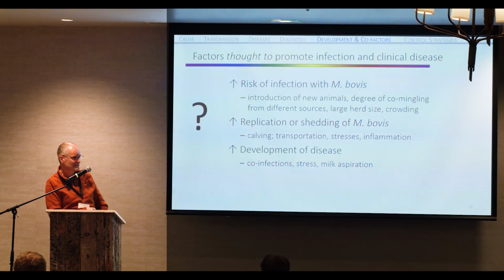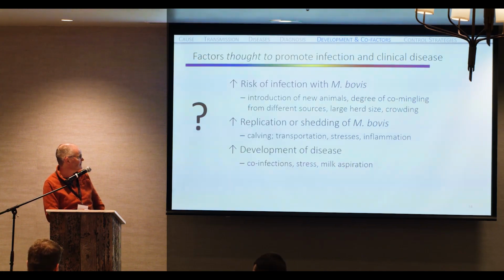Things that increase shedding of the bacterium from one animal to another. In dairy cows, we think calving is one such trigger, and maybe the stresses of calving. Transportation of beef calves seems to increase the shedding of Mycoplasma bovis, and again, perhaps of young dairy cow or young Holstein calves as well, but I'm not sure that that's been studied. And perhaps inflammation, that I'll talk about in a moment.